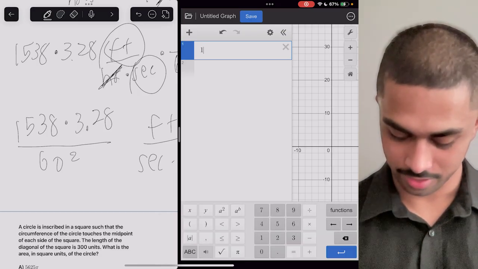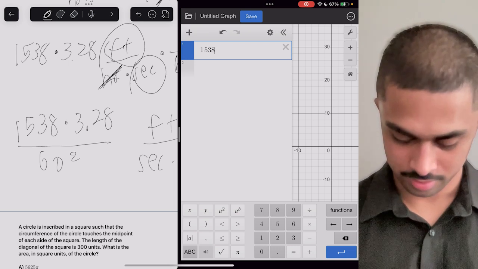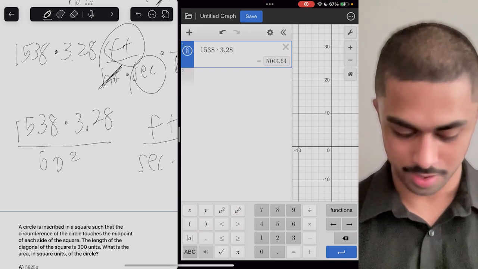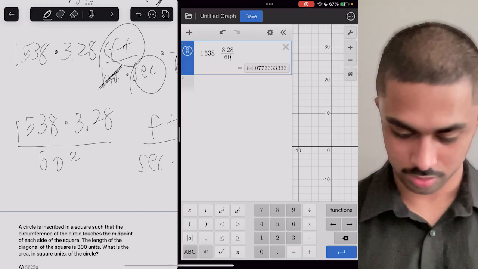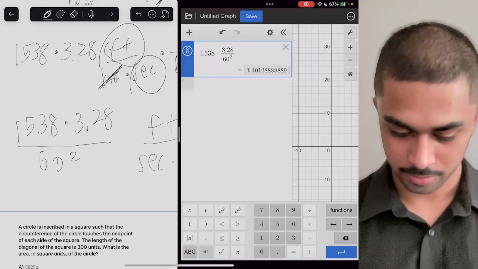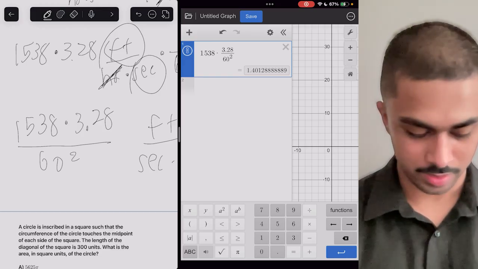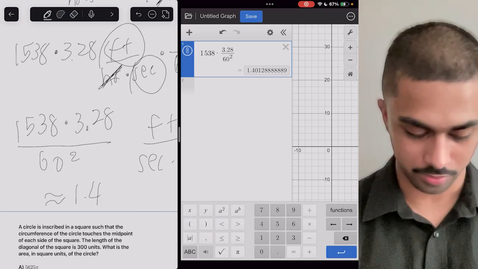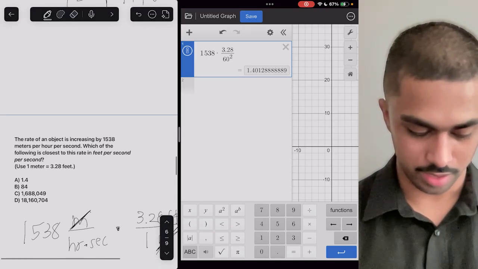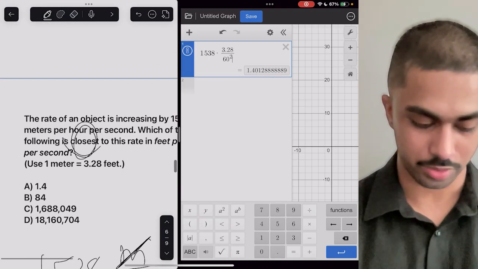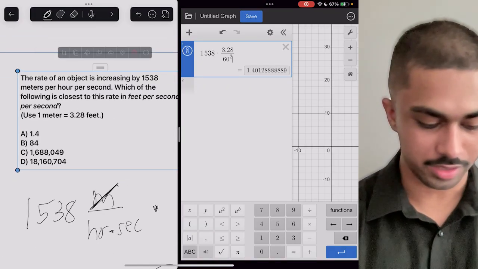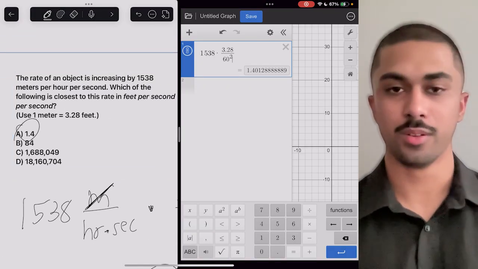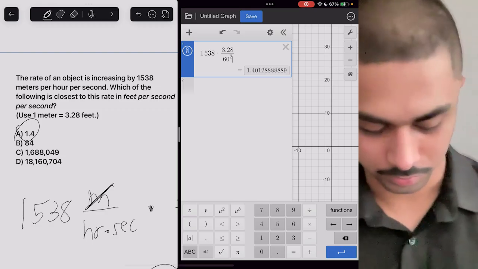Okay, 1538 times 3.28 divided by 60 squared. Okay, and this is approximately 1.4. And it says what is the closest to this rate, so we don't need an exact answer. And it is 1.4.